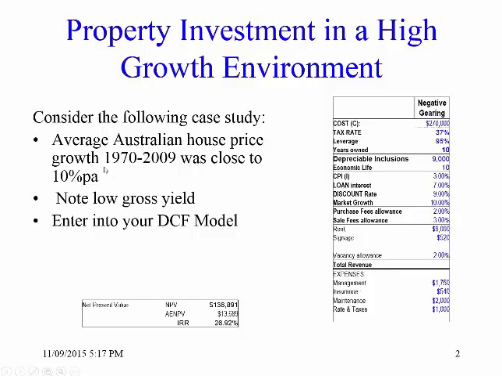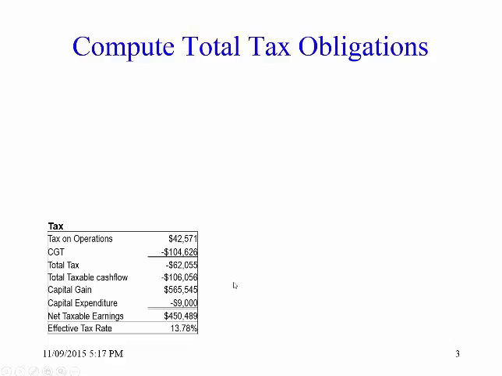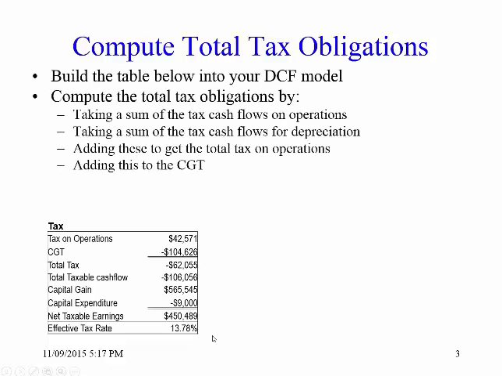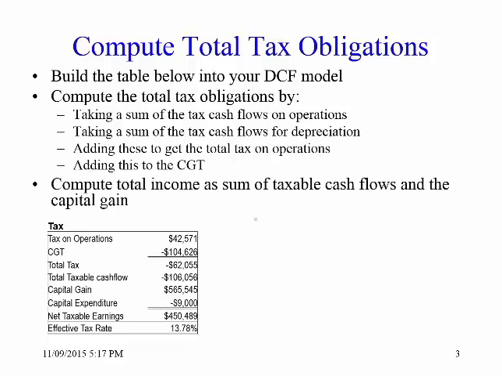You'll also notice that it has a very low gross yield. And so all we have to do is put that into our model. Now the next part we have to do is build an analysis table for our tax, and we have to put that into our DCF model as an extra. We've got the notes, if you like, on how that works, and we've got the table here on our PowerPoint.